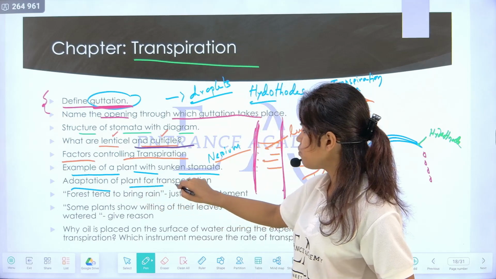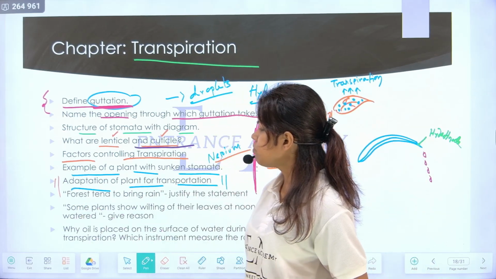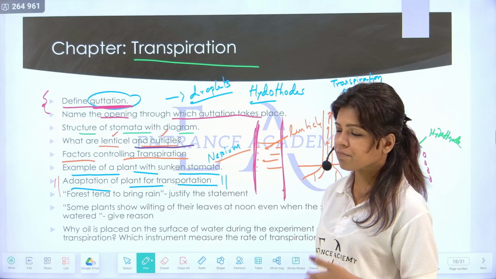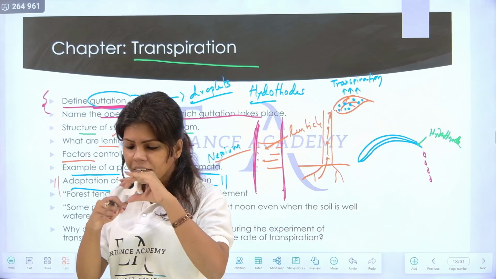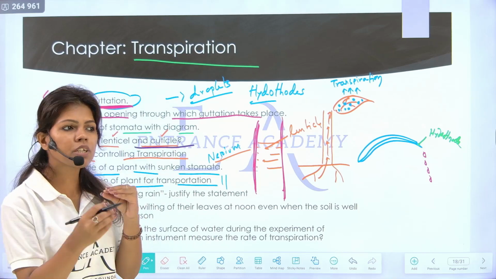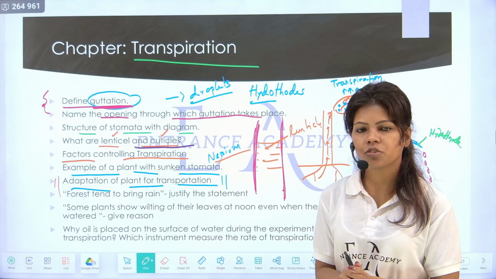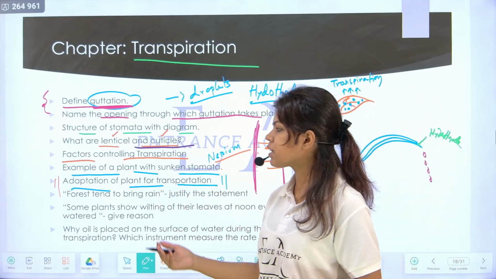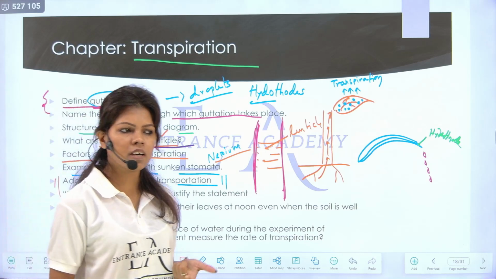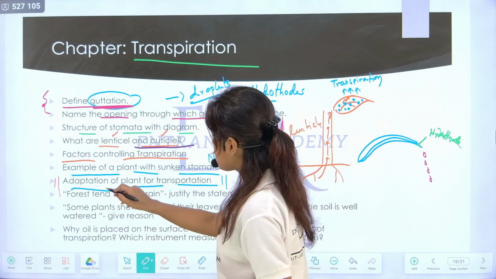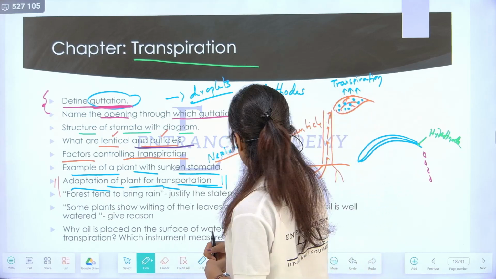Adaptation of plant for transpiration. There are several adaptations in plants which reduce the rate of transpiration. What are these? The leaf will contain a greater level of cuticle, and cuticle will provide obstructions during the release of water through transpiration. So presence of cuticle, sunken stomata, presence of hair on the stomata, these are considered as the adaptation for transpiration in plant. Next question.